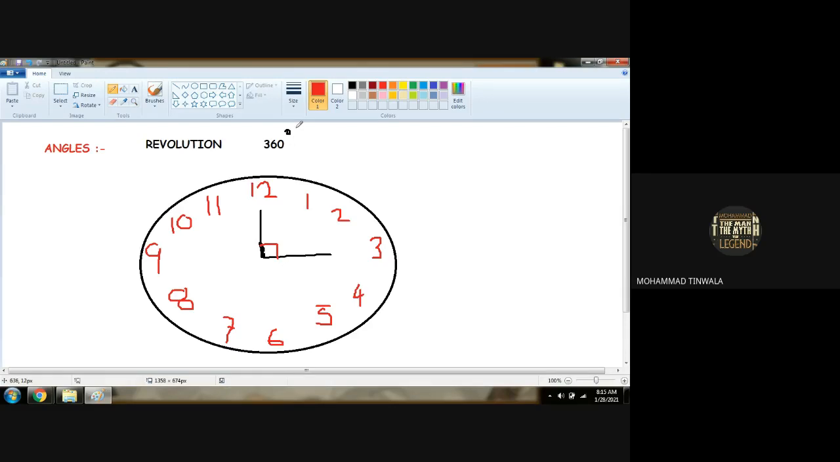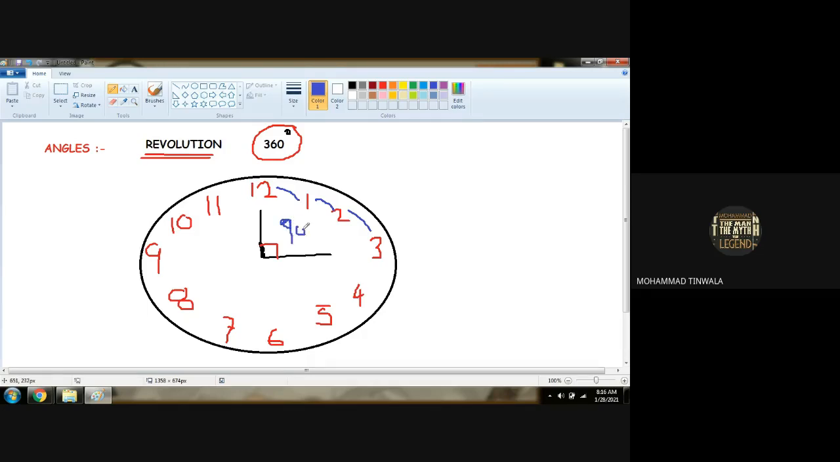See, first of all, the whole circle belongs to how many degrees? 360 degree, which is known as one revolution. Understood? Now, if we divide 360 by 12, there are 12 parts in the clock. So each part will cover how many degrees? 30 degree. 1 to 2, 30. 2 to 3, 30. So each difference of each digit is 30 degree. So if you calculate from 12 to 3, it is covering 90 degree.